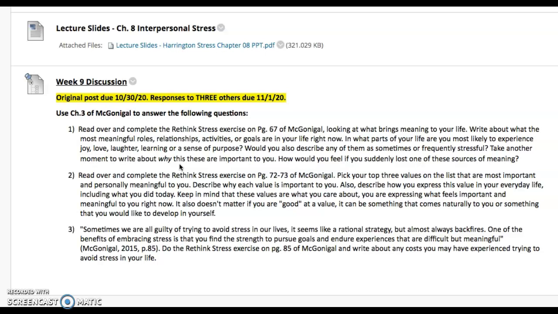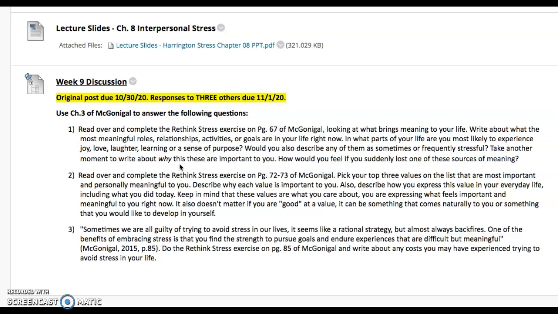All right, and then in the second one, we're looking at the exercise on page 72 and 73, where Dr. McGonigal has listed a bunch of different values, all different kinds. You're going to pick through those, your top three. And this can be challenging because it can be hard to narrow it down to just three. But try to pick your top three that are most important and personally meaningful to you. Describe why each value is important to you and how you express this value in your everyday life, including maybe what you even did today.